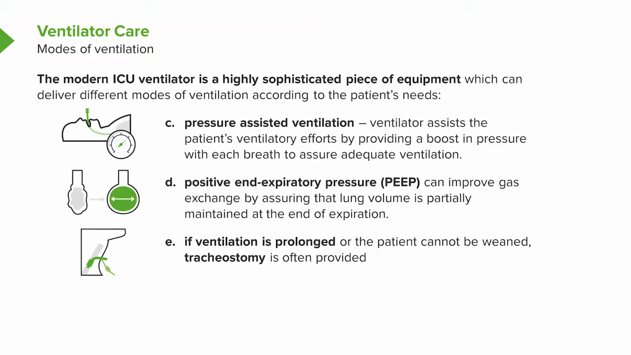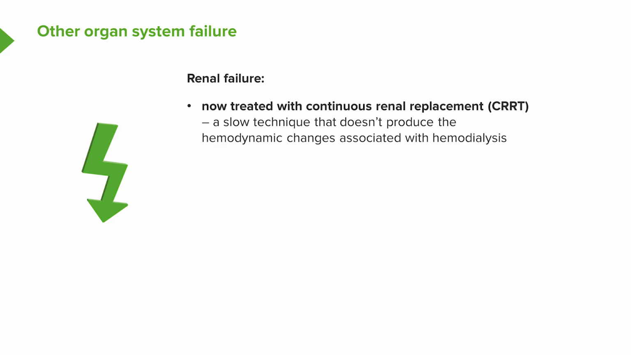If ventilation is prolonged and the patient cannot be weaned, tracheostomy is often provided, and the patient may be ventilated through their tracheostomy, or in a better situation, they start to breathe spontaneously through their tracheostomy. Other organ systems are also extremely important, such as kidney, and renal failure in the ICU is now treated primarily with continuous renal replacement therapy, or CRRT.